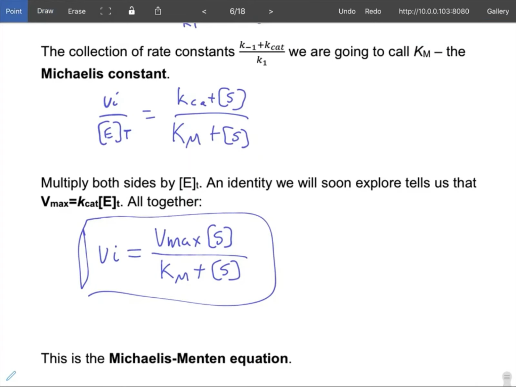Notice that we have things that we know or can measure. We know how much substrate goes into the reaction. The total enzyme concentration is buried within Vmax, and it all is equal to the reaction rate, which we can measure in the lab.